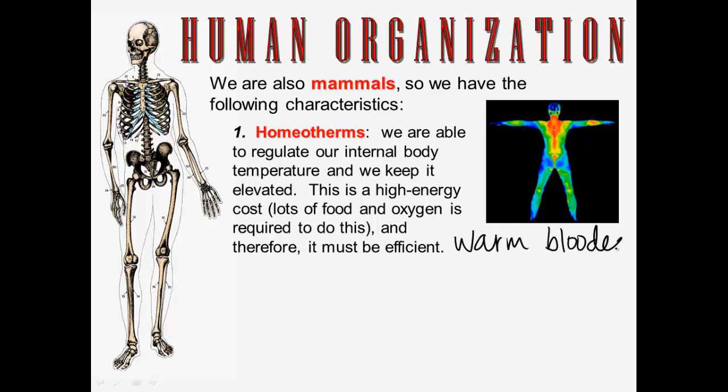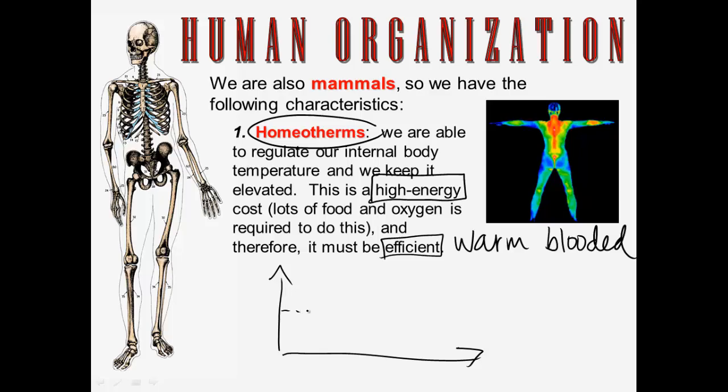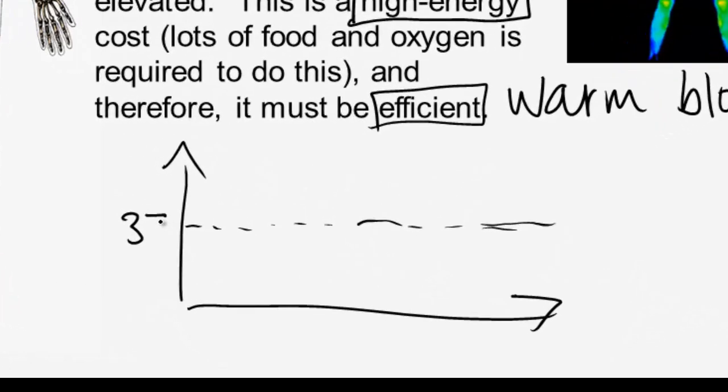We are also mammals, and mammals are all homeotherms, and what that means is we can regulate our internal body temperature. We're warm-blooded. Now this costs a lot of energy, and so we have to make sure that it's really efficient so we're not wasting energy keeping ourselves warm or cooling ourselves down when we don't need to. And so, of course, our bodies use homeostasis to do this.